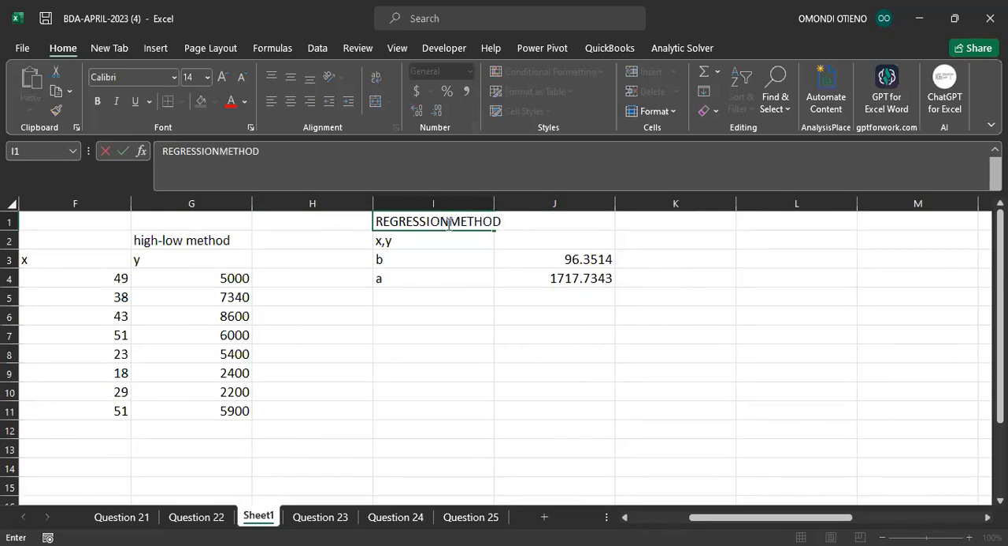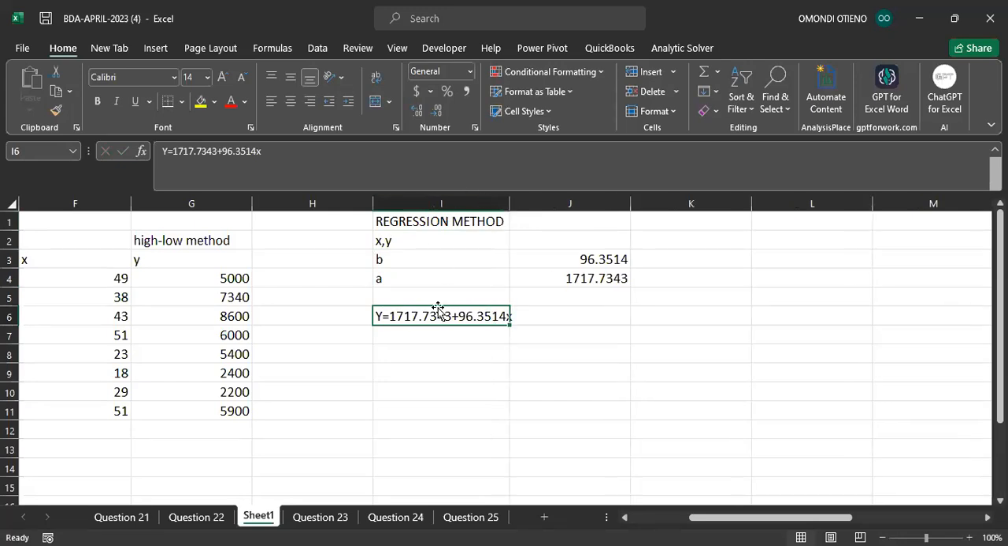So the first way of getting the cost function using the regression method is by getting the slope and getting the intercept. So our cost function using the regression method is y equal to a, which is 17.7343, plus 96.3514x. So this is the cost function using the regression method. This is the simplified one.